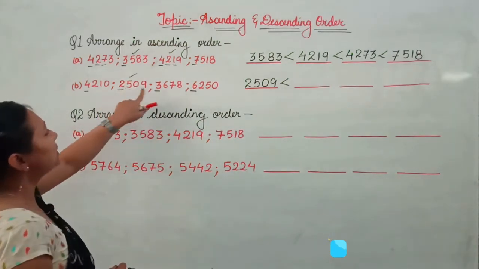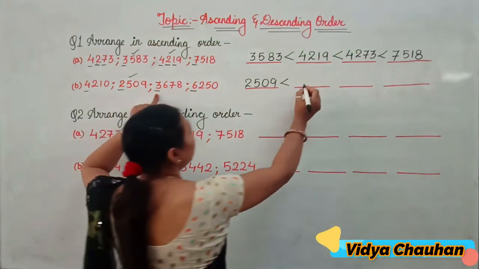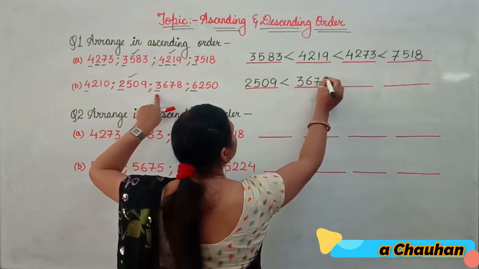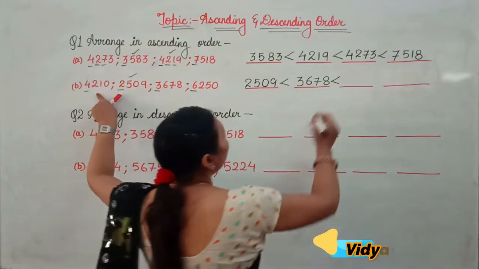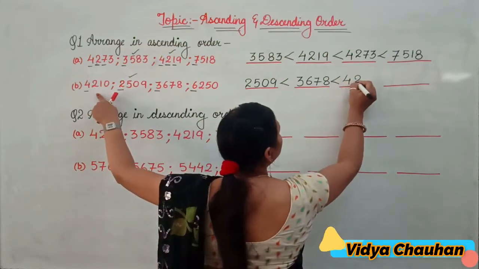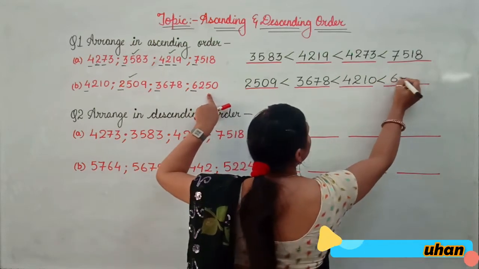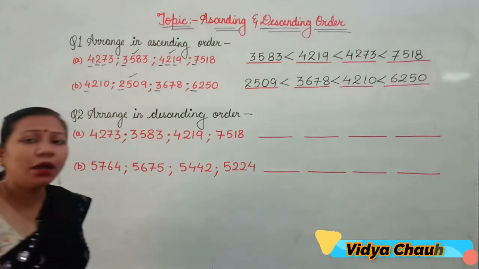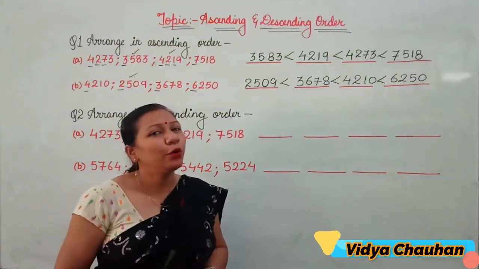After that, which is the next one? After 2, next is 3000. So this will be our next greater number, 3678. Then, which is the next greater number? 4210. And the last greatest value will be 6250. So this is how we can arrange the given set of numbers in its ascending order.